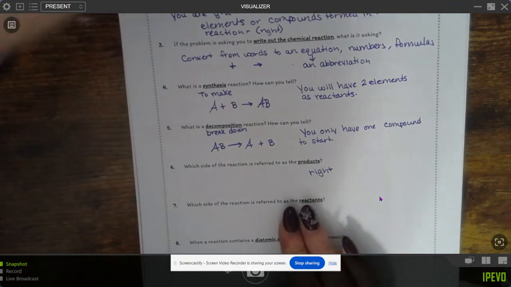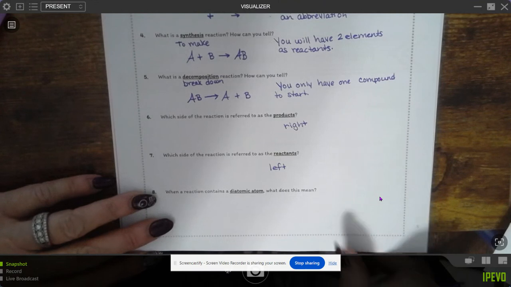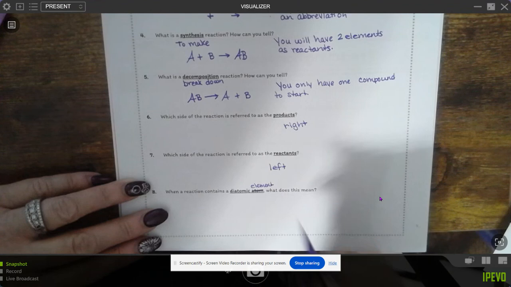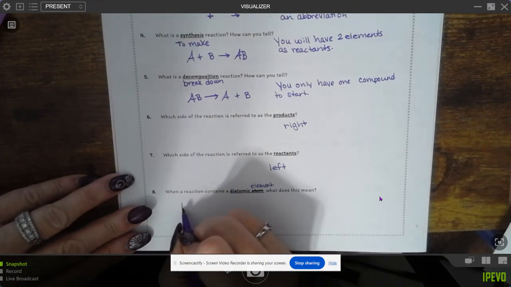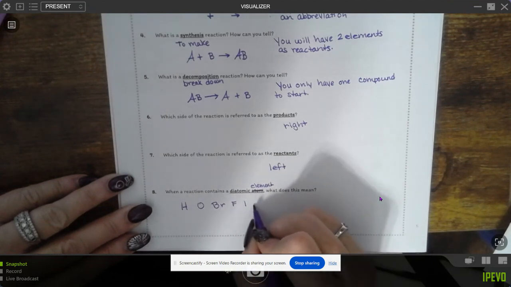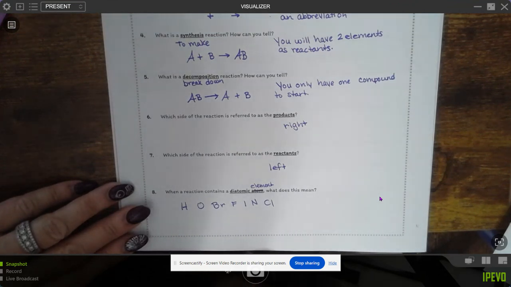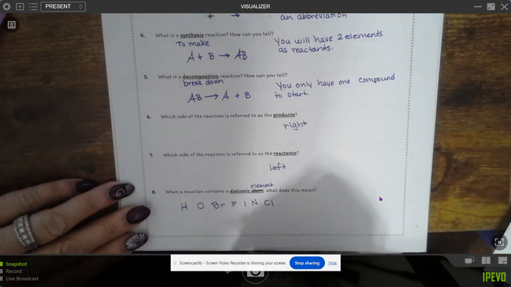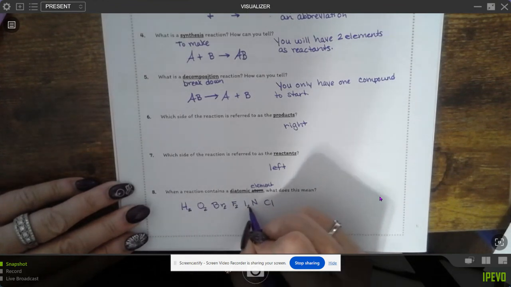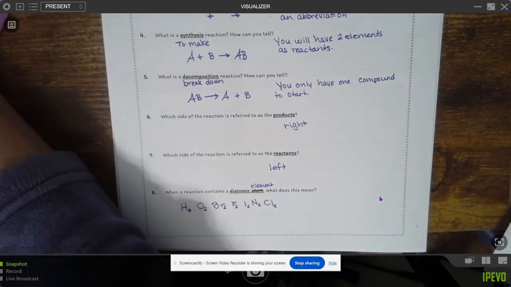This is my favorite question, right? When a reaction contains a diatomic element, what does that mean? Well, that means that it has one of these 7 elements in the reaction. And when we have these as just an element, diatomic means we have 2 of the same atom bonded to each other. Okay, so that's what it means to have a diatomic element.